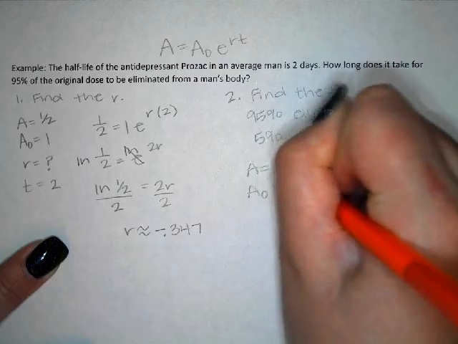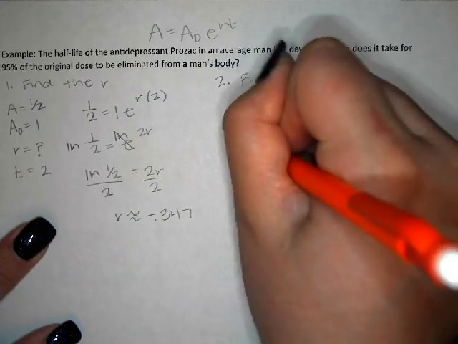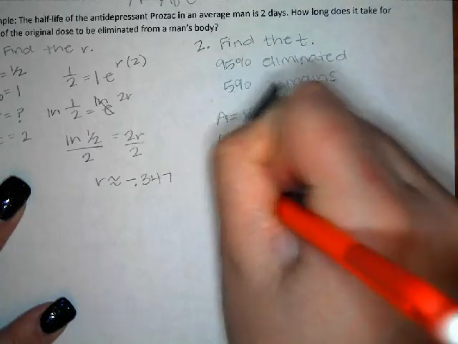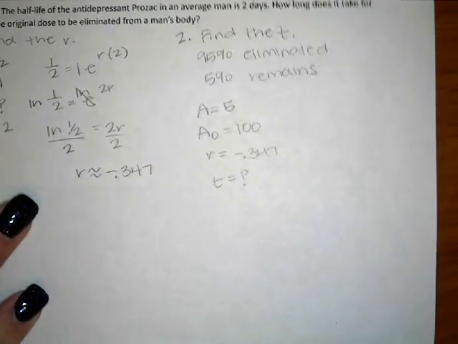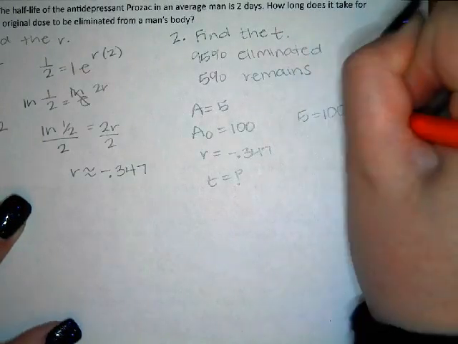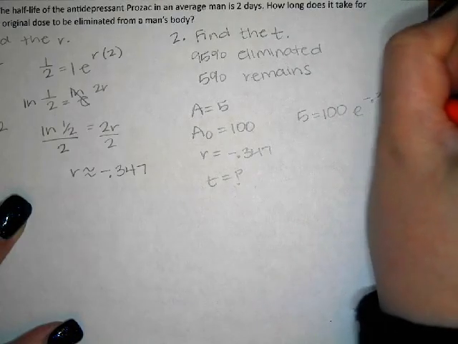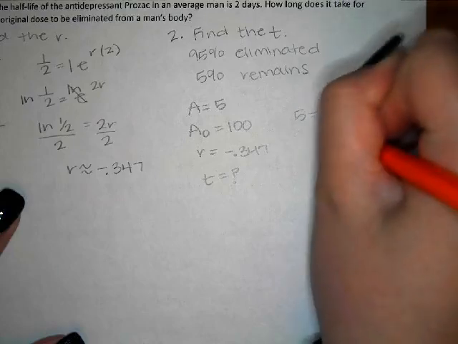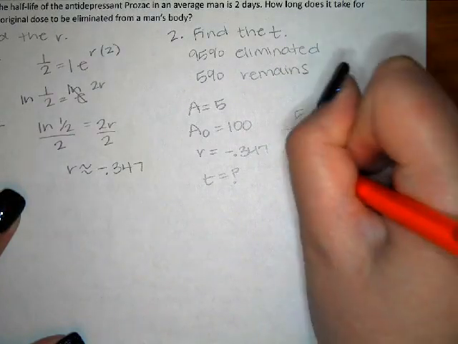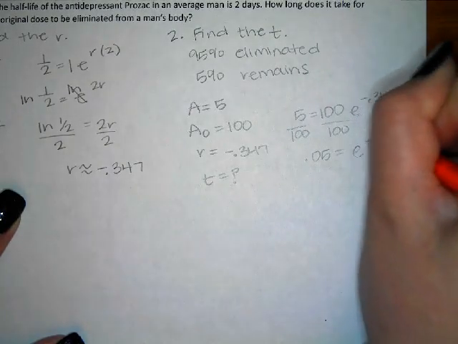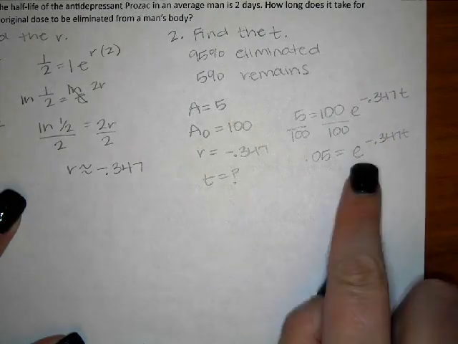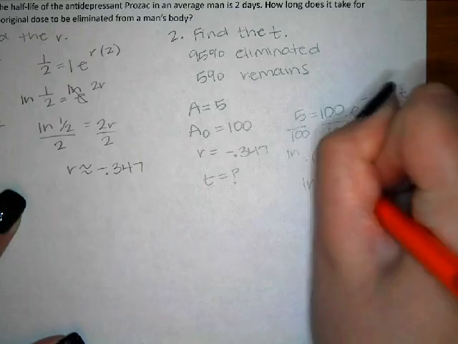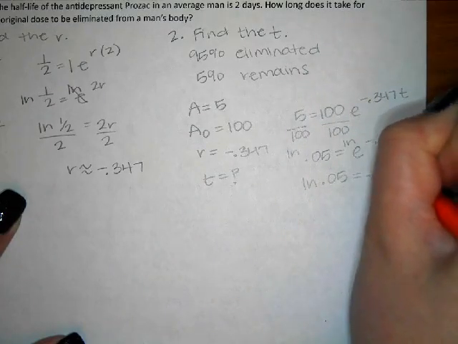We know the rate is negative 0.347. The time is what we're trying to solve for. So I have my final amount is my initial amount times e to the negative 0.347 t. And my first step to start moving things away from t is to divide by 100. 5 divided by 100 is 0.05. And then I want to undo the base of e, and so I'm going to do ln on the left side and ln on the right side. And then I need to take that rate that I found and divide it over so that the t will be all alone.